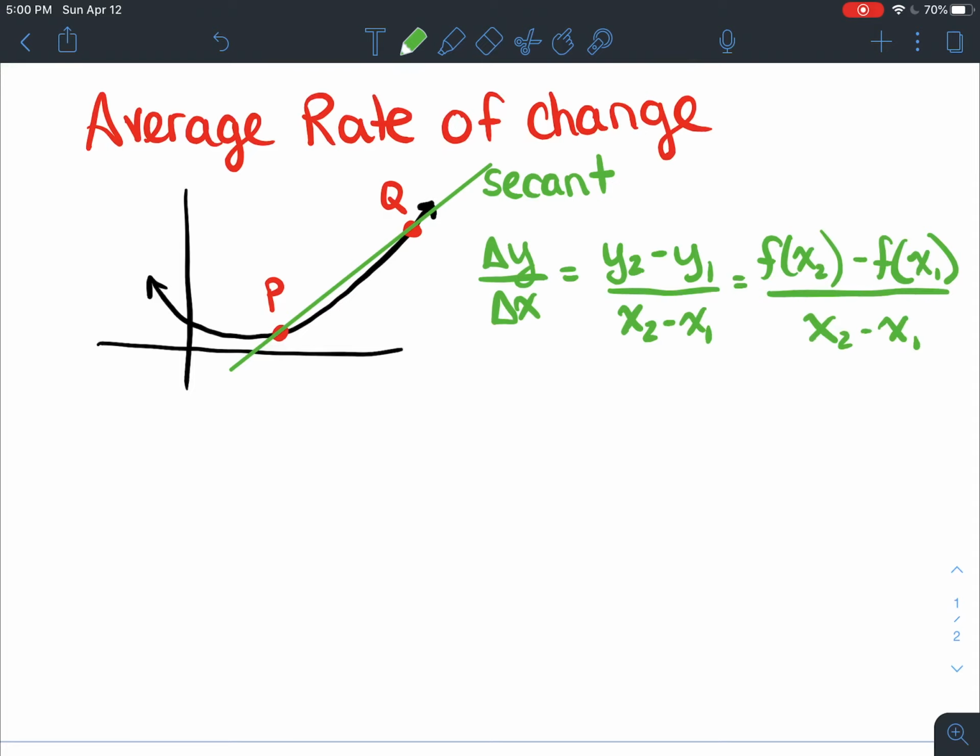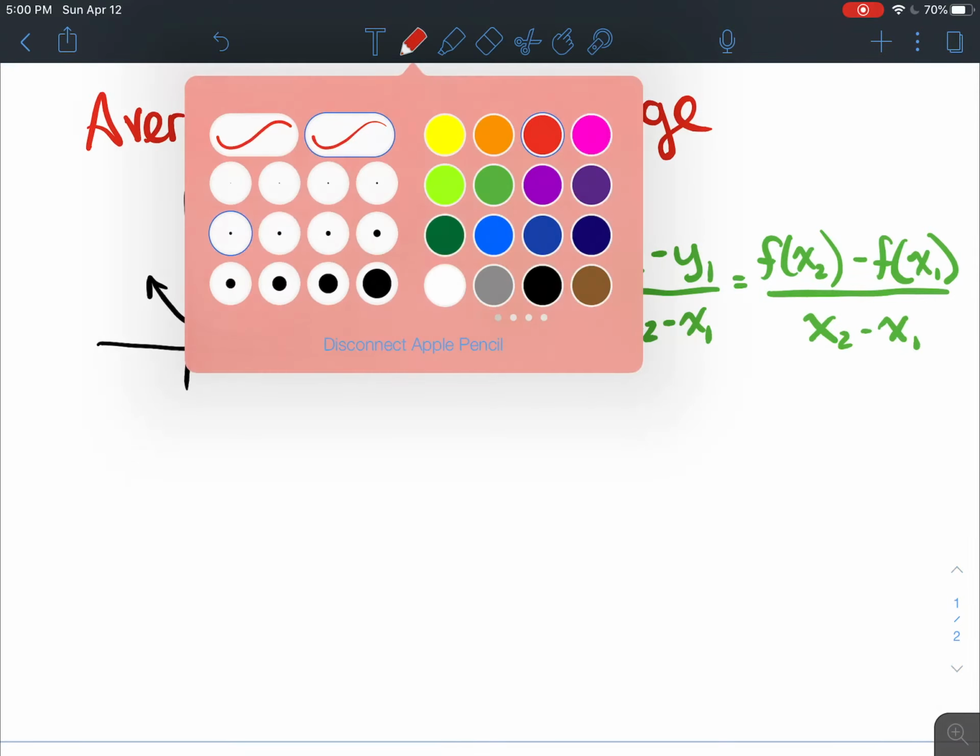Okay, so that's the average rate of change. That's how we calculate it. It's just slope, rise over run. Change in y over change in x. Like that's seriously from grade 9.